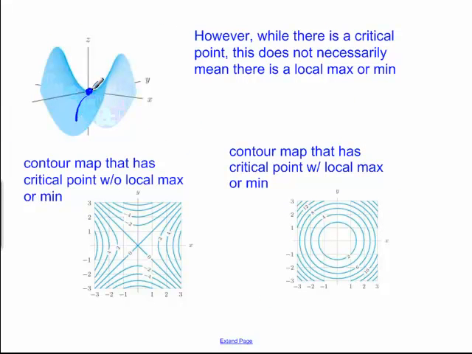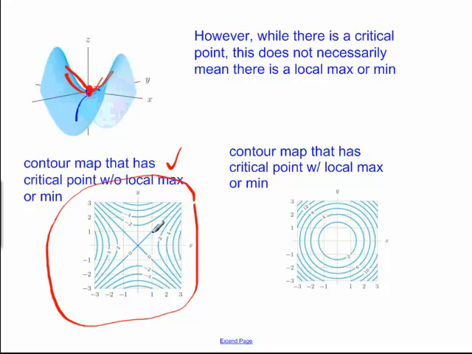It's when both f partial x and f partial y equal 0. But we notice that it's neither a max nor a min. So sometimes when we find critical points, it'll be a max, sometimes it will be a min, and sometimes it won't be either. And here's what a contour map looks like when it's neither. What we see is that we've got this value of 0 and 0, and we don't have the concentric circles, which are features of a max or min.